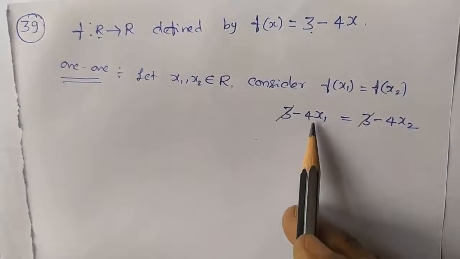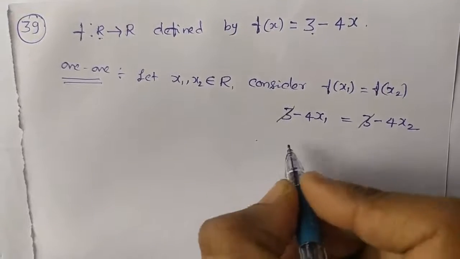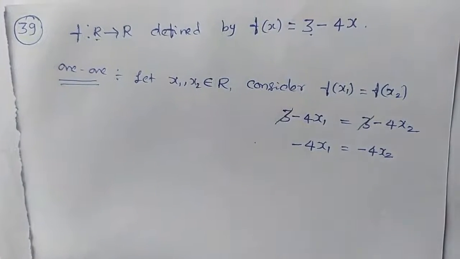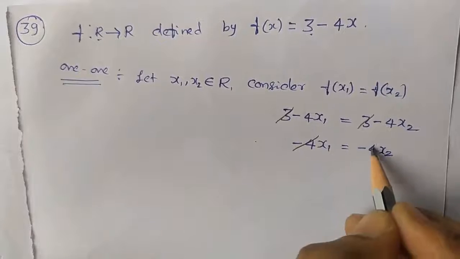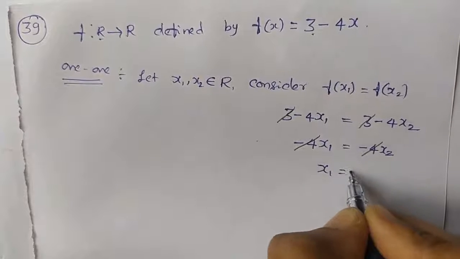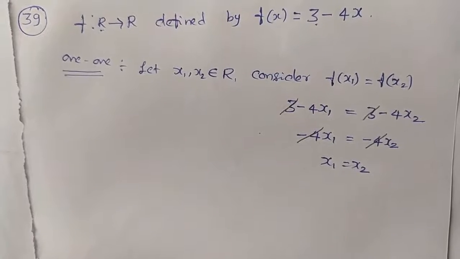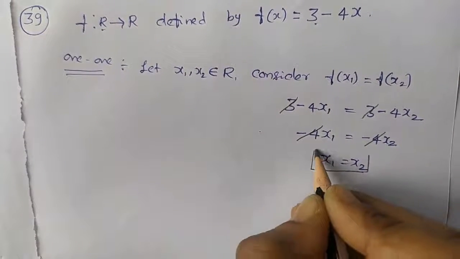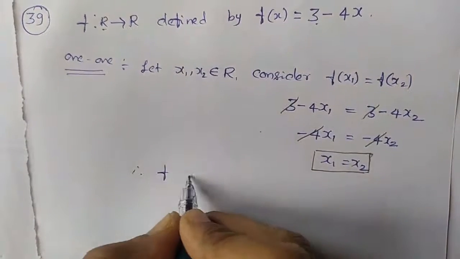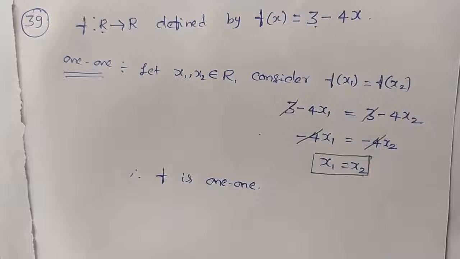Remember, we should not cancel every number at the same time. Step by step we have to cancel. Next remaining will be minus 4x1 equals minus 4x2. So here minus 4 and minus 4 will get cancelled again. Finally we found x1 equals x2. Therefore the given function f is one-one.